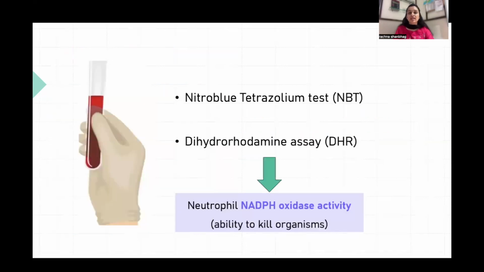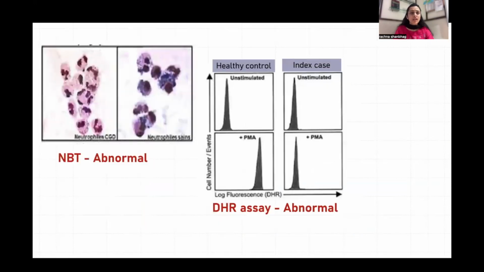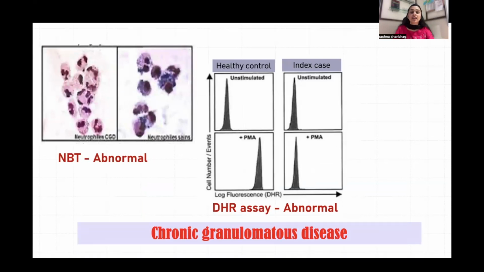Two important tests are carried out in this setting. One is the nitroblue tetrazolium test or the NBT test, and the second is the dihydrorhodamine assay or the DHR assay. Both these tests are performed to look at the neutrophil NADPH oxidase activity. That is, in simple terms, the ability of the neutrophil to kill the organism. Both these tests were carried out in the index child, and as you can see, both these tests were abnormal, hence confirming the diagnosis of chronic granulomatous disease.